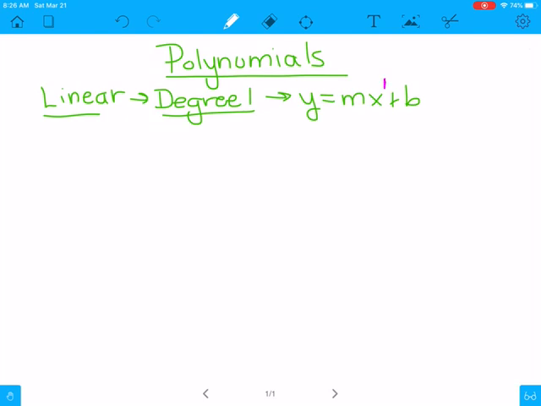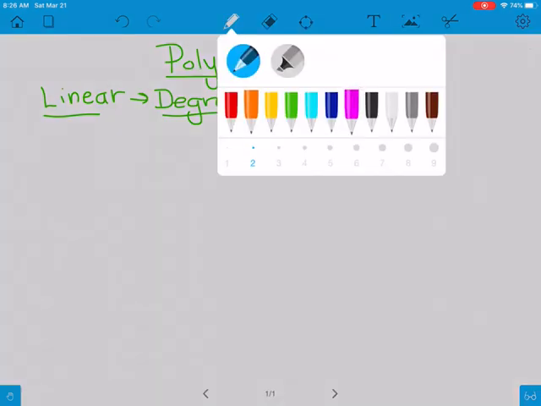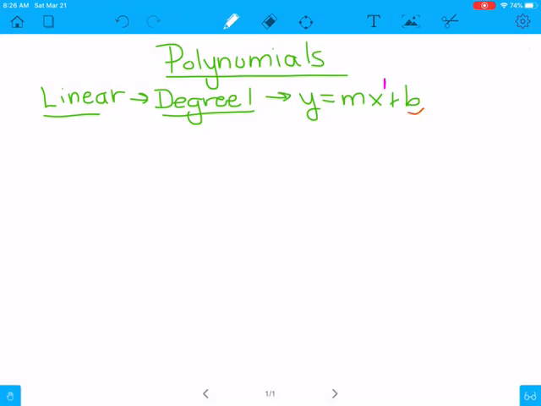Now, what do we know about these? We learned about these in grade 10. We know that the b is our y-intercept. And it's also the number without a variable, which means it will remain constant no matter what value I fill in. So we can call it the y-intercept. It's also called the constant.